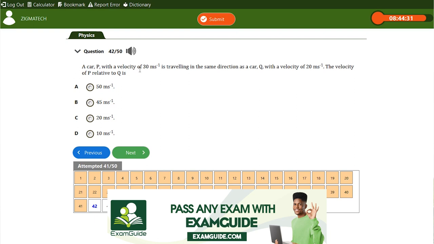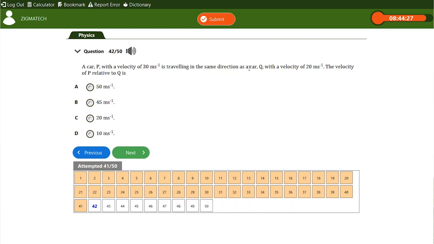A car P with a velocity of 30 meters per second is traveling in the same direction as car Q with a velocity of 20. The velocity of P relative to Q is, they are moving in the same direction, so they subtract. So 30 minus 20 is going to be 10. That was the easy one.